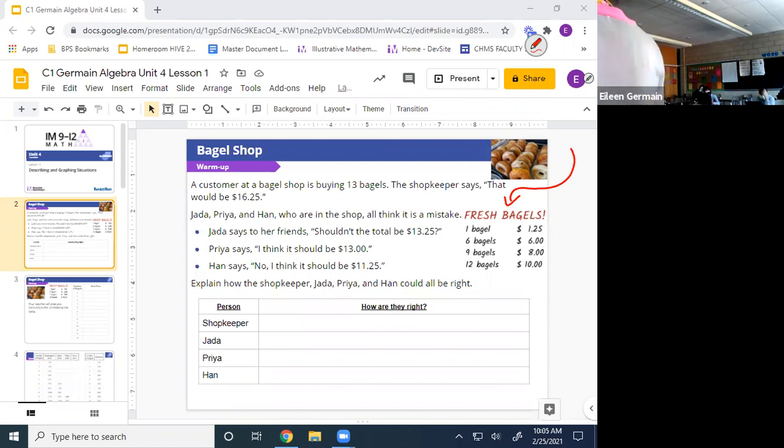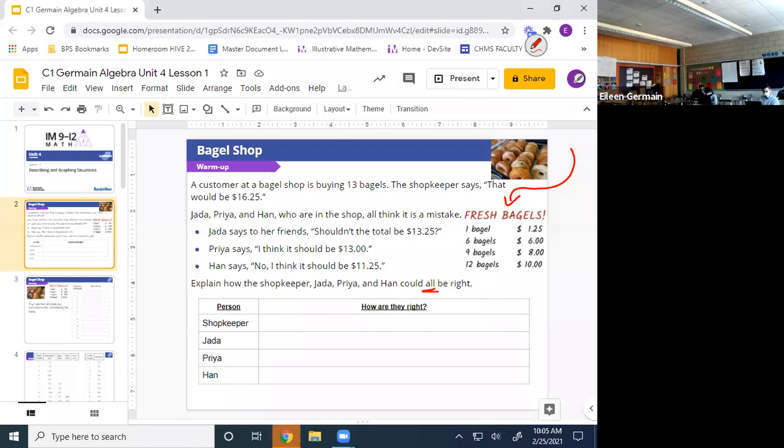Okay. Jada, Priya, and Han, who are at the shop, all think that it's a mistake. Jada says to her friends, shouldn't the total be $13.25? Priya says, I think it should be $13. Han says, no, I think it should be $11.25. Explain how the shopkeeper, Jada, Priya, and Han could all be right.